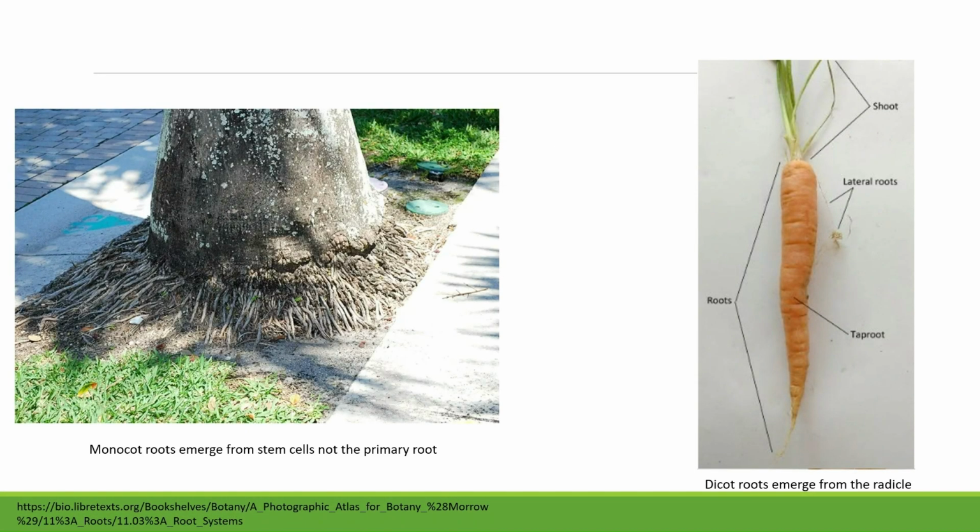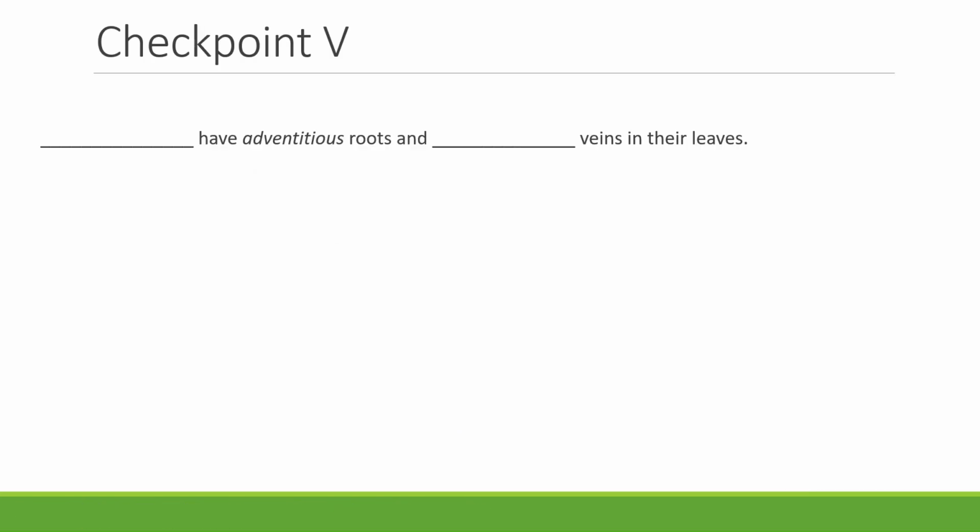So this slide is just going to emphasize that key difference between the two. Getting used to identifying these different features in the roots goes a long way in helping you identify what type of plant it is. And checkpoint 5 says blank have adventitious roots and blank veins in their leaves.